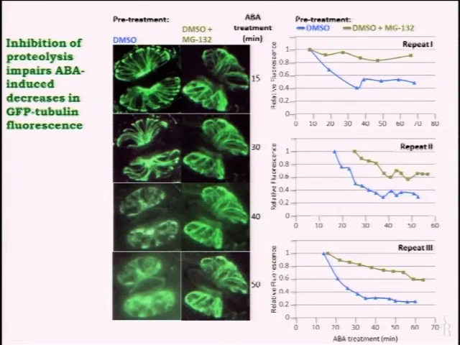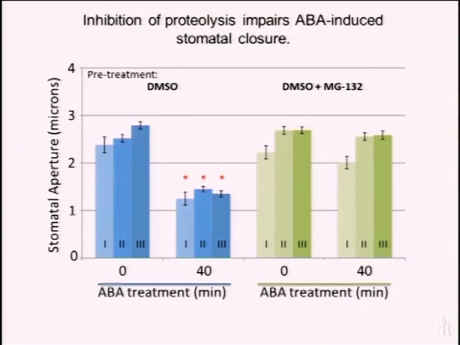And then if you continue on to look at the effect of MG132 on stomatal aperture, here is DMSO, and again, these 3 experiments. And here is 0 time before adding ABA. ABA induces closure, and therefore the stomatal aperture goes down. But if you do exactly the same experiment with MG132, you notice that there was no closing of the stomata in any of these 3 experiments.